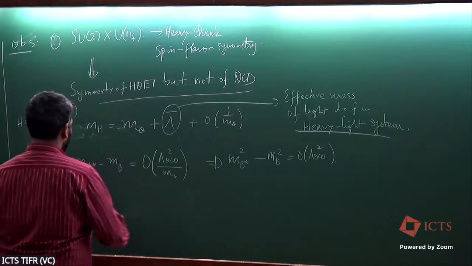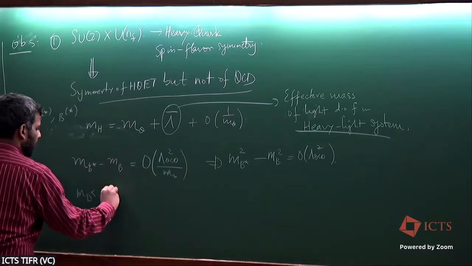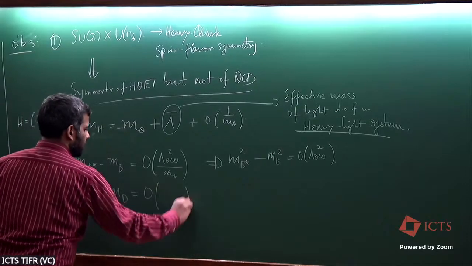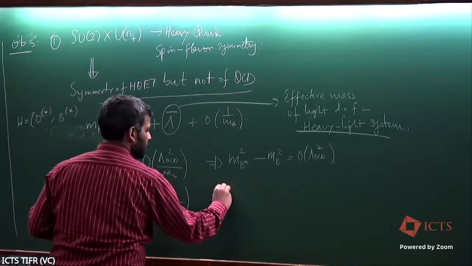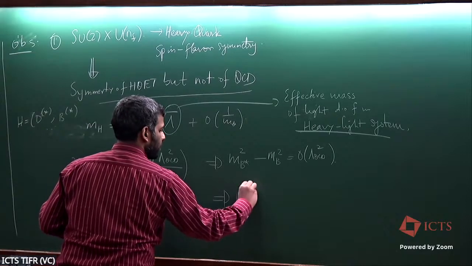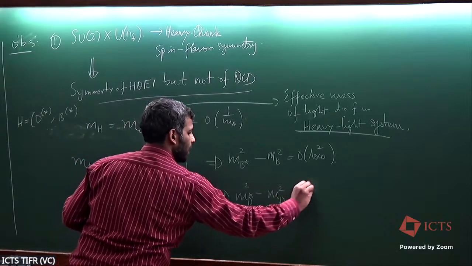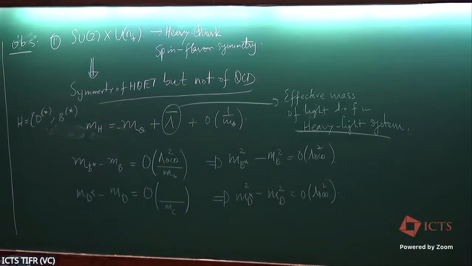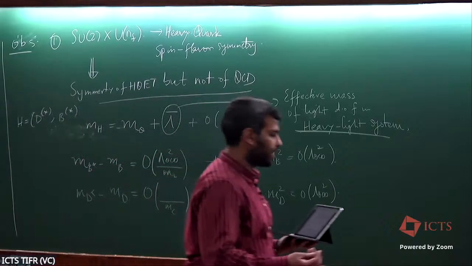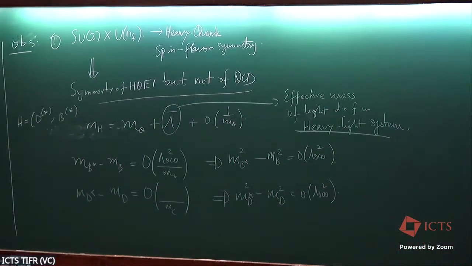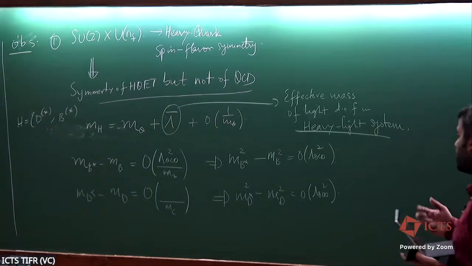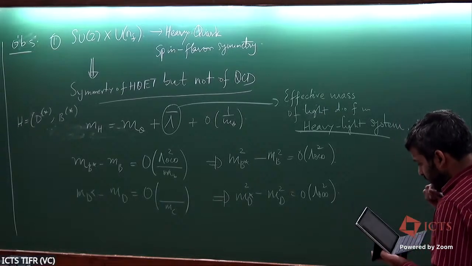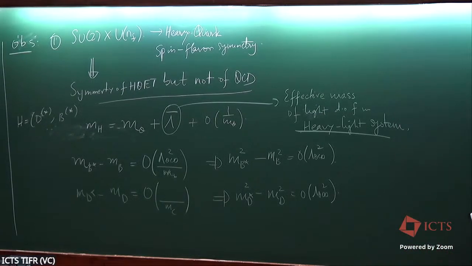And the same thing would hold for MD star minus MD, except you have MC. And this implies MD star square minus MD square is order lambda QCD square. And this order lambda QCD square is some constant that comes up as a matching coefficient in the HQET Lagrangian. This is universal, means it's independent of the heavy quark spin and flavor, because all of these terms, as I kept on mentioning, they appear at higher orders in the expansion.